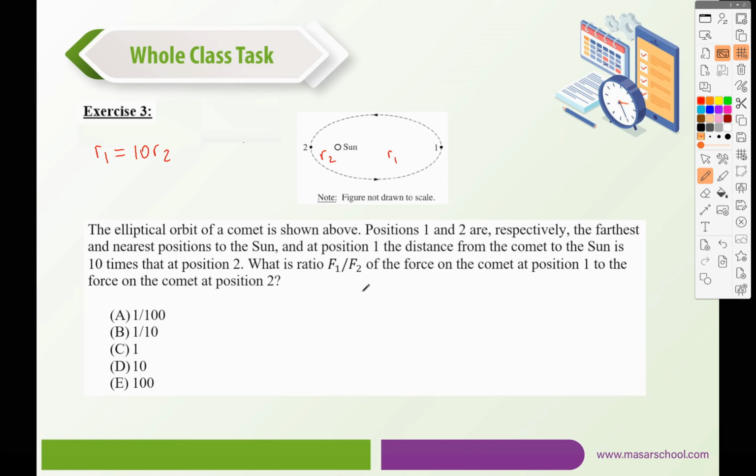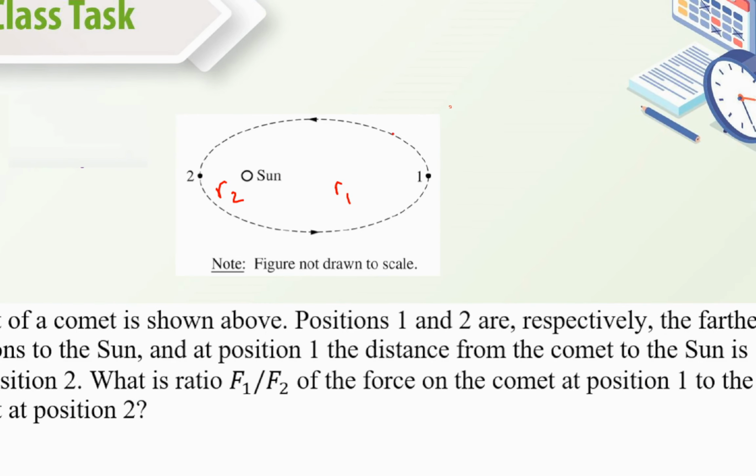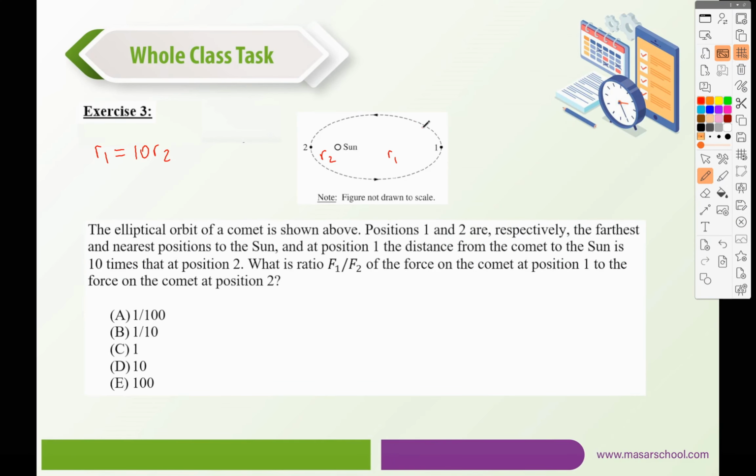We need to compare the ratio F1 over F2, in which F is the force due to gravity. What is the ratio F1 over F2 of the force on the comet at position 1 to the force on the comet at position 2? Here they are referring to the force exerted by the Sun on the comet. As you can see, the orbit is elliptical, as we shall see in the coming classes. It's not perfectly circular. However, in this case, we can always apply the gravitational force.